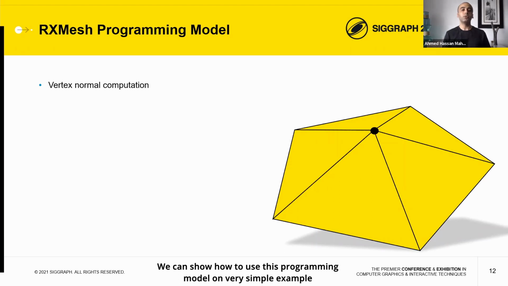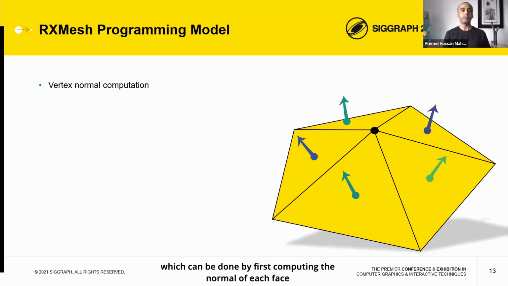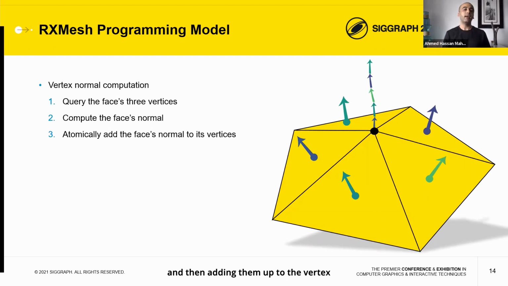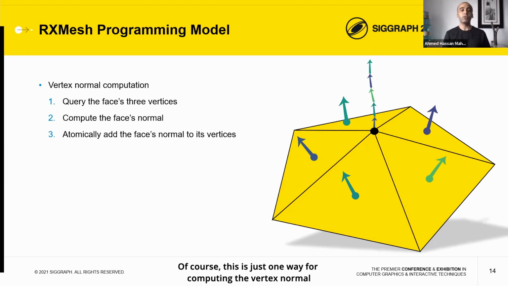We can show how to use this programming model on a very simple example of computing vertex normals, which can be done by first computing the normal of each face, shown here in different colors, and then adding them up to the vertex. Of course, this is just one way of computing the vertex normal. We can do this in parallel by thinking of what type of computation the face should do. So every face in parallel should first query its three vertices, compute its normal using the coordinates of these vertices, and finally add the normal atomically to the three vertices.